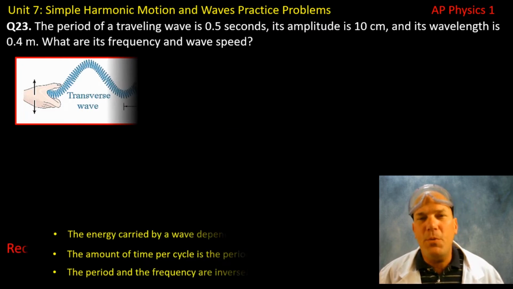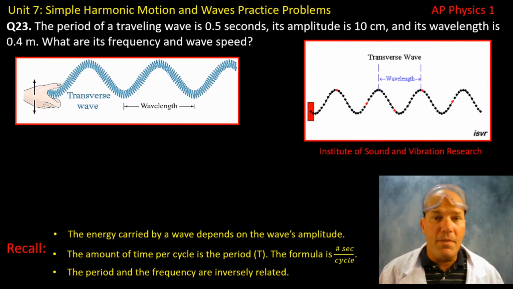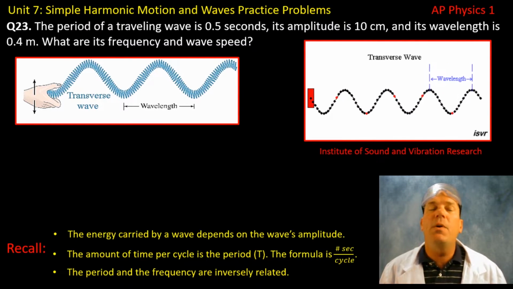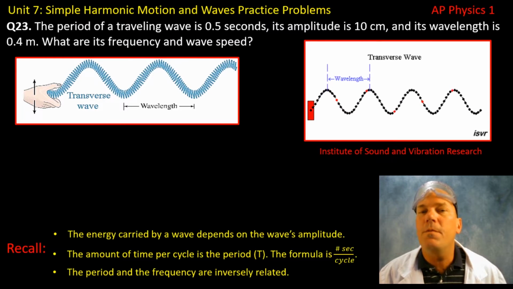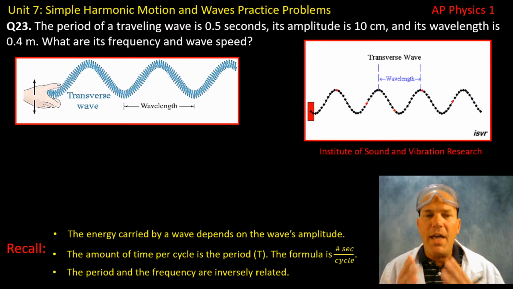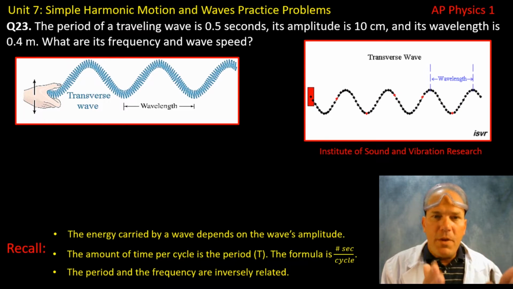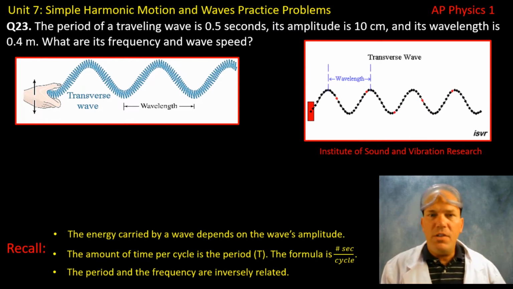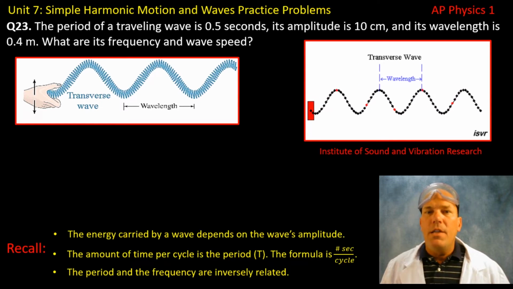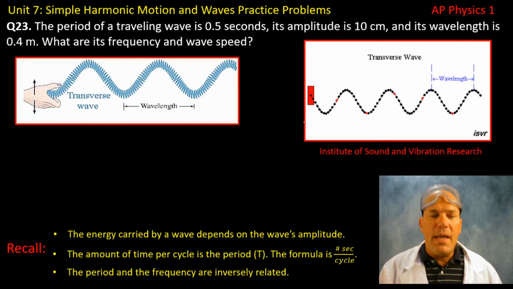In question number 23, the period of a traveling wave is 0.5 seconds. Its amplitude is 10 centimeters, and its wavelength is 0.4 meters. What are the frequency and the speed of this wave? Again, I have a schematic showing a transverse wave, a wave in which the propagation of energy or the disturbance through the medium is moving from left to right. However, the medium itself is moving directly up and down.